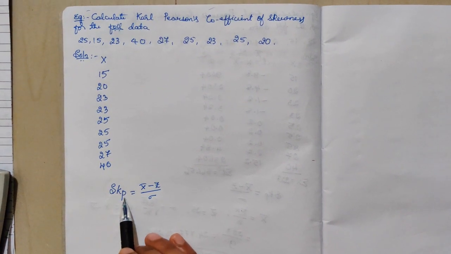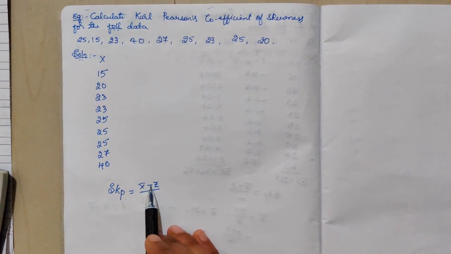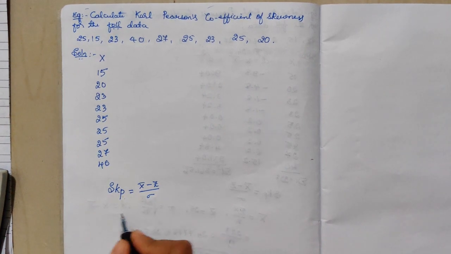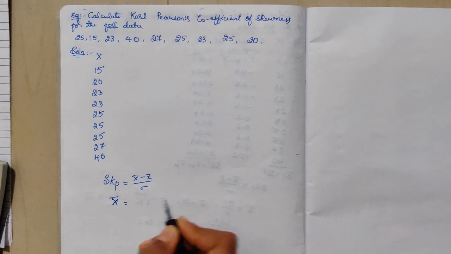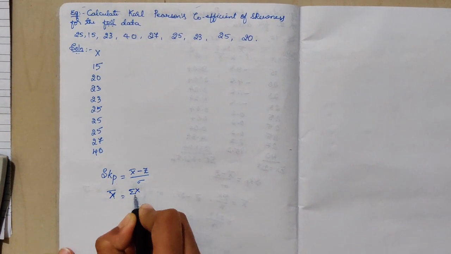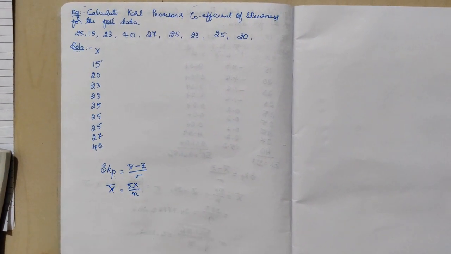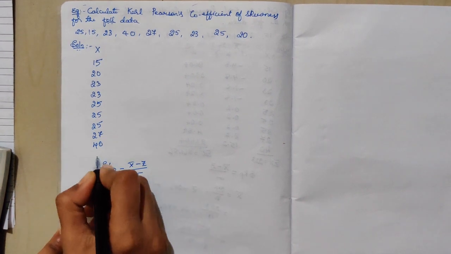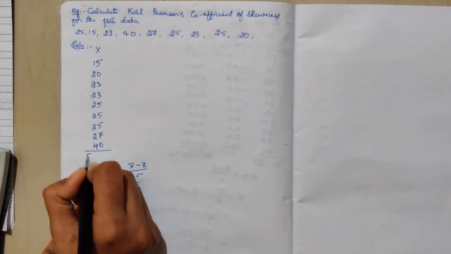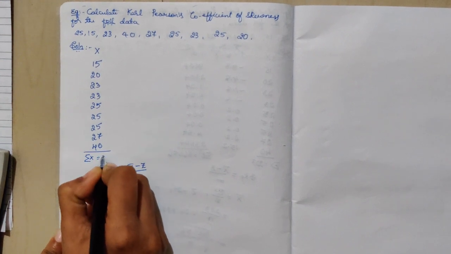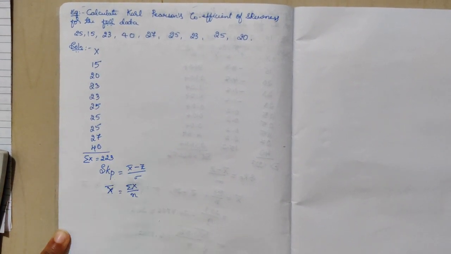To find the coefficient of skewness, the formula is x bar minus z divided by sigma. So first we have to find the x bar value. To find the x bar value, the formula is summation x divided by n. Summation x is nothing but we have to add all the x values. If we add all x values, we will get the answer as 223.